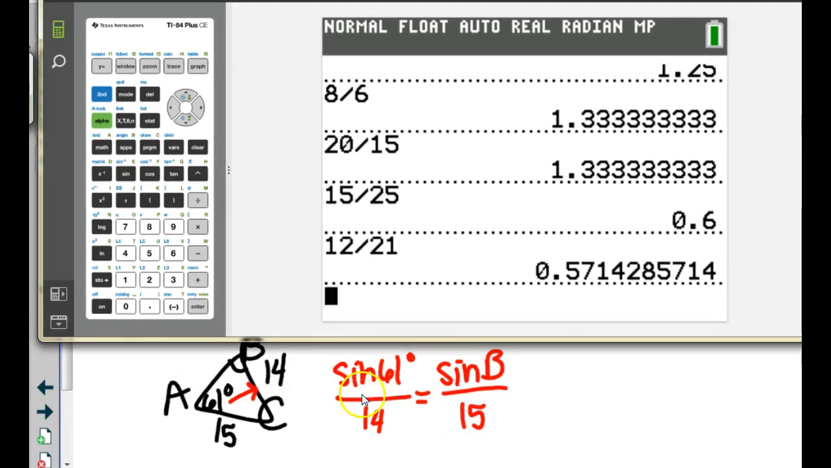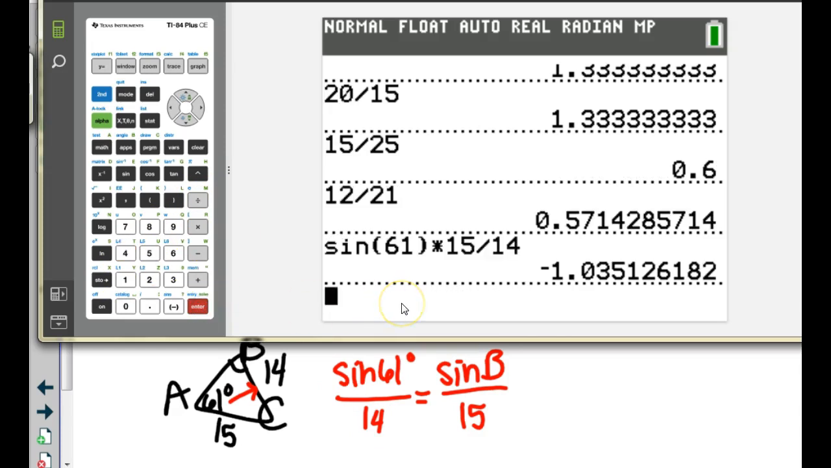Cross multiply, right? So sine of 61 times 15. When I type in sine of 61, I need to make sure that I close my parenthesis. Then times 15. And that's going to be 14 times the sine of b, so I'm going to need to divide by 14. And that's going to give me a funky decimal.